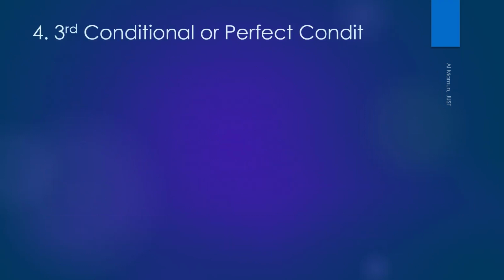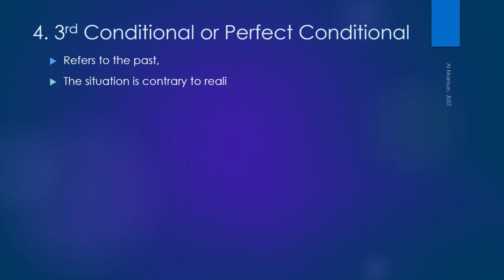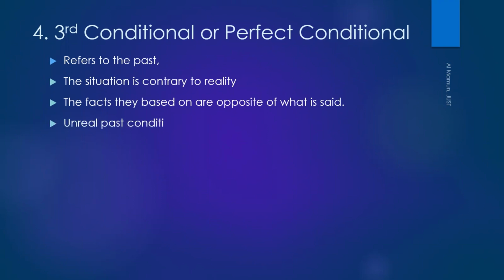Third conditional, or perfect conditional, refers to the past. The situation is contrary to reality, opposite to reality. The facts they are based on are just opposite of what is said. So what is expressed in the clause and the facts are just opposite, contrary to reality. An unreal past condition is stated, and in the second clause you have a probable past result.